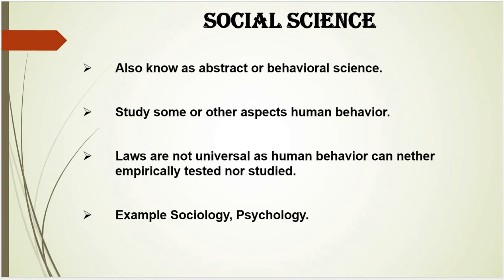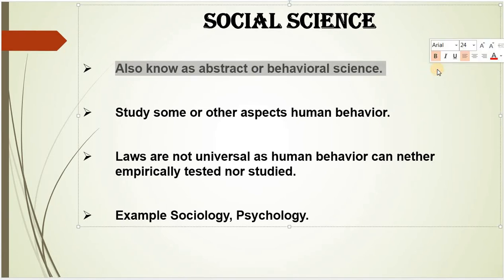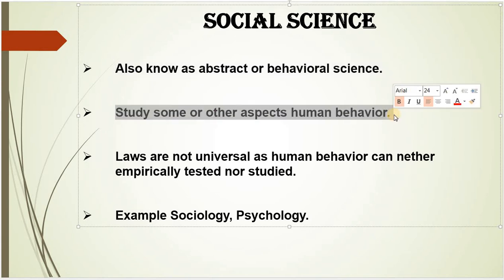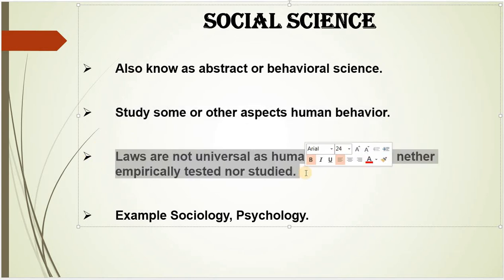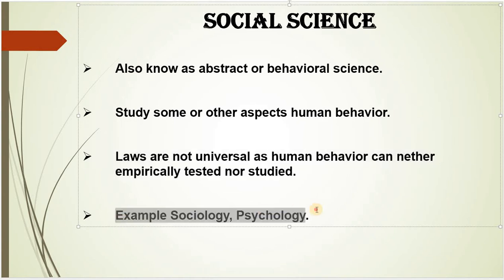Now we will try to understand social science. Social science is also called abstract science or behavioral science because social science studies human behavior. To study human behavior, we don't have such laws. Social science laws are not universal, and these laws cannot be tested because it is not empirical in nature. For example, in psychology and sociology, we study human behavior, which cannot be tested in laboratories, but it is a study. In sociology, we study the social aspect and social behavior of human beings. When we study the social aspect of human beings, we call this study sociology.